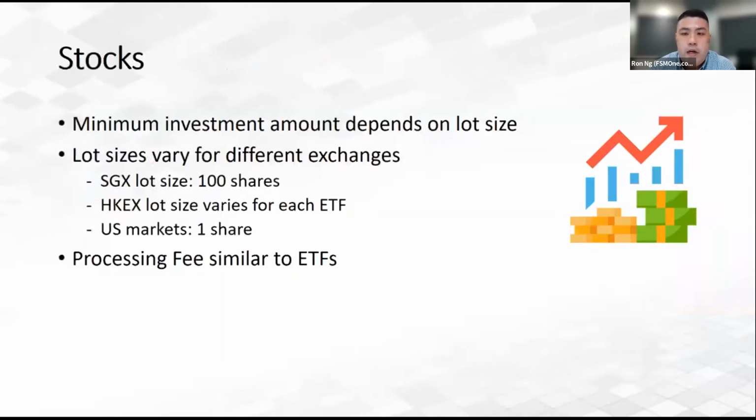Next, stocks are actually similar to ETFs in terms of minimum investment amounts and charges applicable. So just note that the SGX lot size for shares is 100 shares instead of one share for ETFs. So in this case, you can buy one share of Tesla, but not one share of DBS.